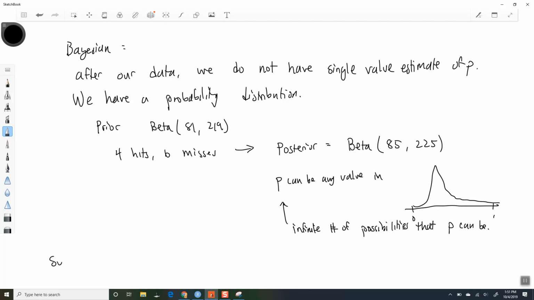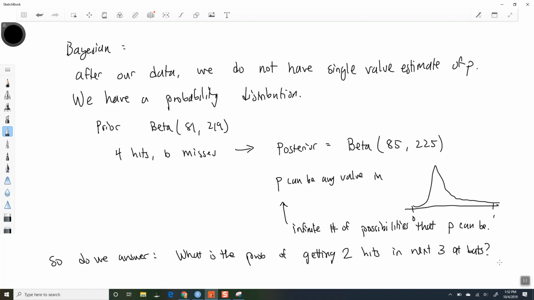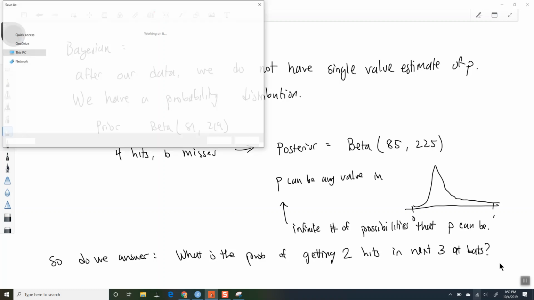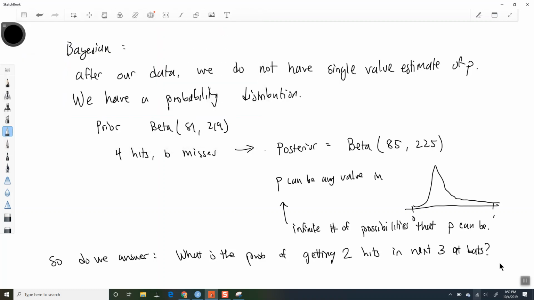Okay, so how do we answer the question, what is the probability of getting 2 hits in the next 4 at-bats? Or in the next 3 at-bats? How do we go about answering something like that if we don't even know what p is? If p can be one of infinitely many values?